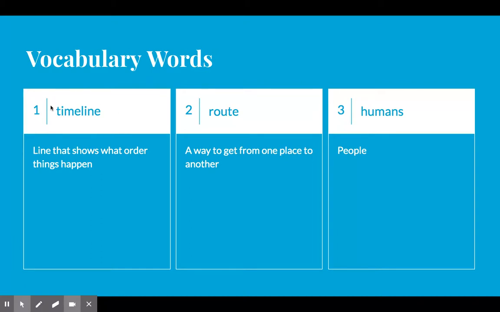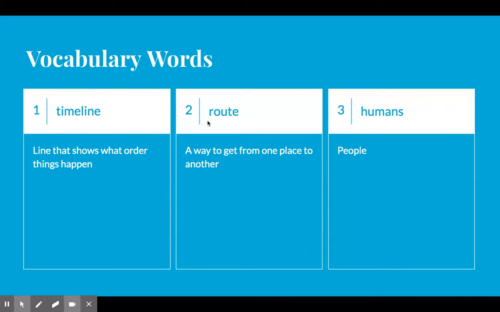Number 1 is timeline. Timeline is a line that shows what order things happen. The first part is time, so that shows the order, and then it's in a line. This is what we're going to talk about today. We're going to make a timeline.